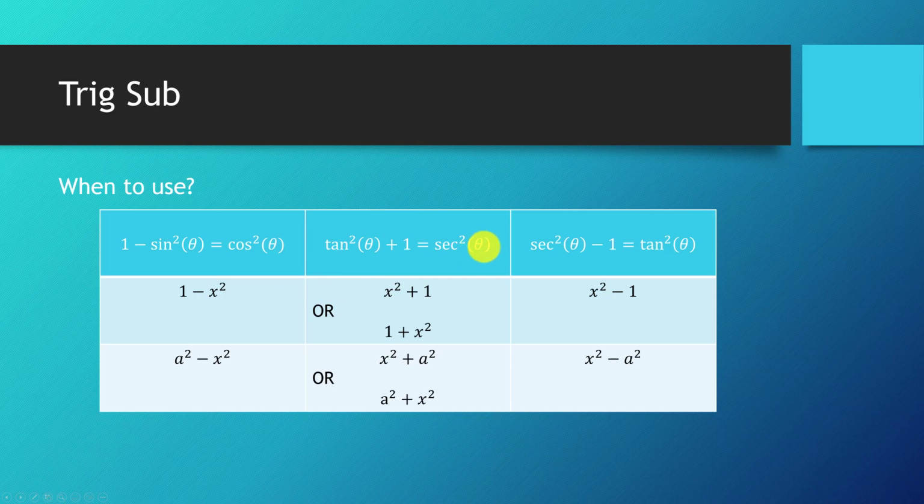And then the last possibility we have is when we have x squared minus 1, which looks like secant squared theta minus 1 equals tangent squared theta. So if you see an x squared minus 1 or an x squared minus a squared, then you know to use x equals secant theta.